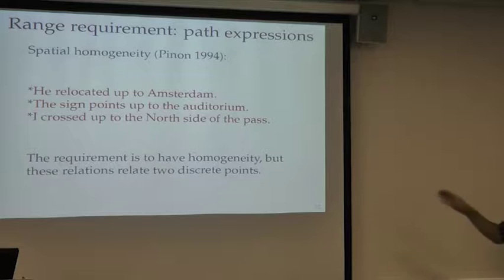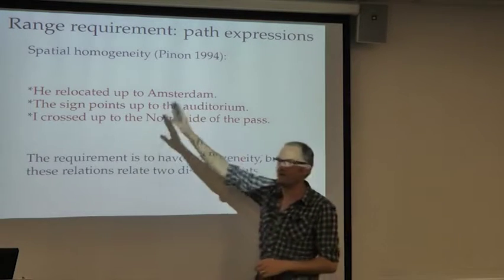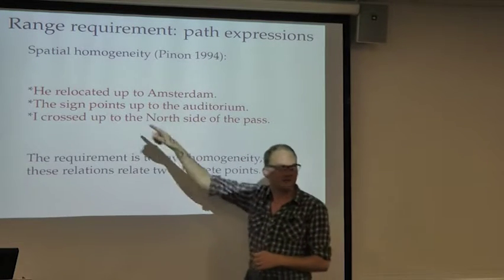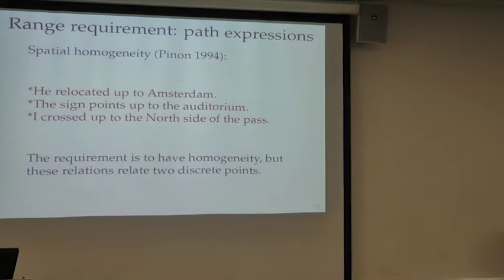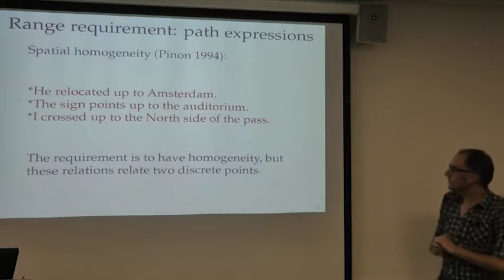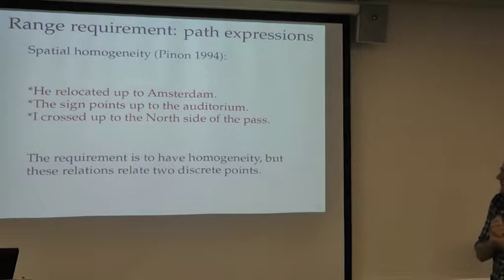But in Dutch this is easier because you just have this simple preposition tot, which means up to. The sign points up to the auditorium. Think of a sign that points like this, right? If a sign points like this, it might be fine, but if the sign simply points to the auditorium, that seems to be really bad. Or I crossed up to the north side of the pass, that also seems to be bad.